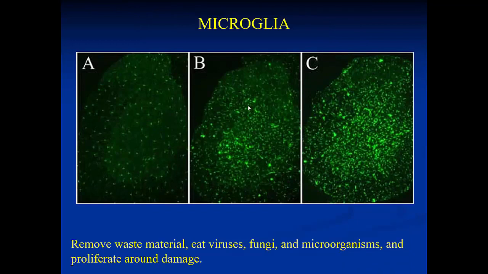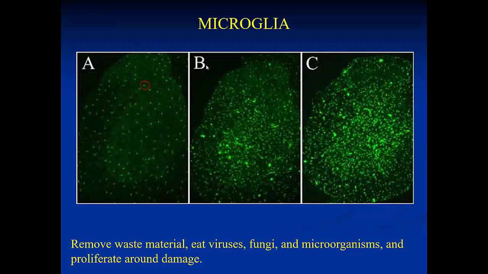Microglia are very small. These remove waste materials. They eat viruses, fungi, microorganisms. And if there's damage, say after a stroke, you're going to see an increase in microglia. So here, the green cells, these are going to be microglia.